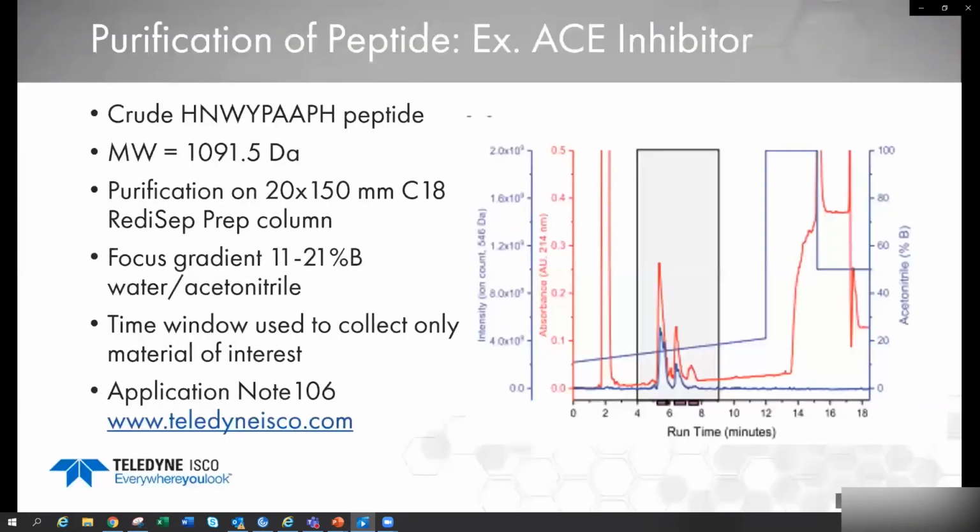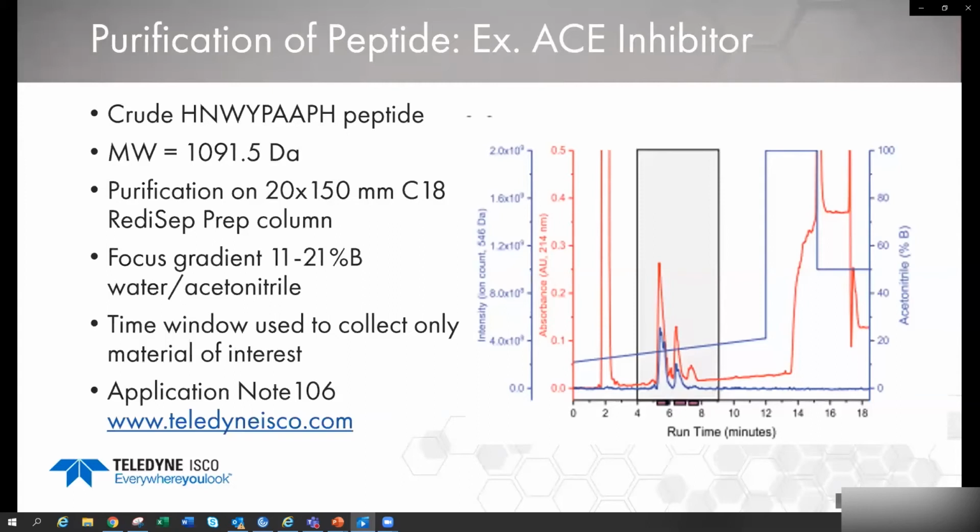One of the things a colleague of mine did is an application note that you can find on our website. It was basically an ACE inhibitor peptide, and it was a very high molecular weight material. The blue trace that you can see here on the chromatogram was using our mass spec, so we could define the different compounds and specific molecules of this peptide.